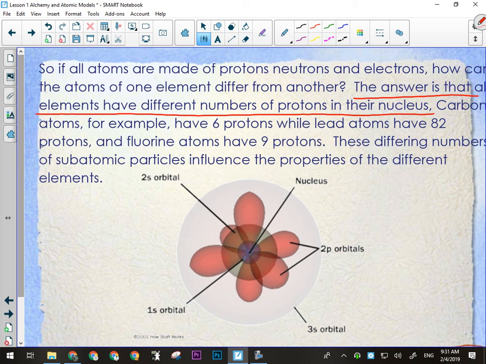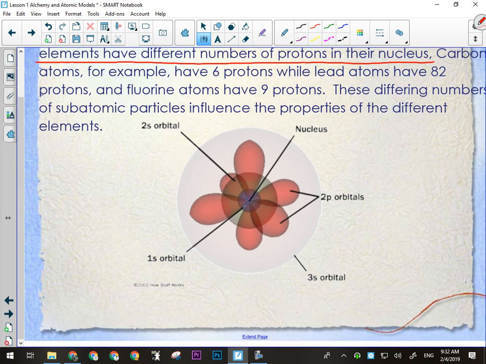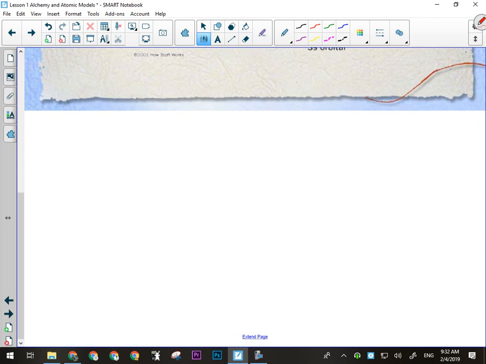Okay, and that's what the atomic number of each element tells us. So if we're looking here, hydrogen has how many protons? 1. Okay, and helium would have 2, and so on. Now, one of the things you're going to be expected to do is draw me a picture of an atom.